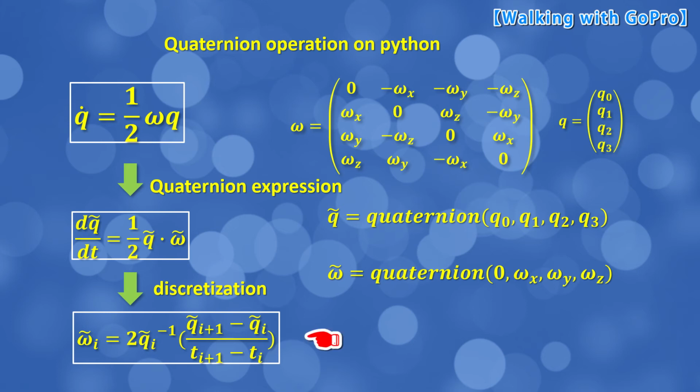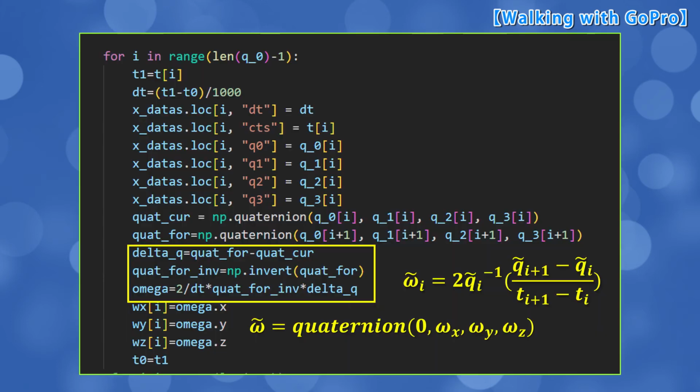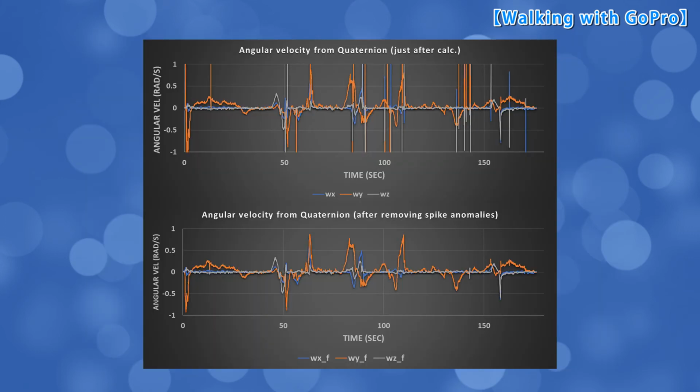Discretizing this formula, it is possible to code in Python. The actual Python code is like this. If you install the quaternion library, you can handle the quaternion as a variable. Quaternion operation is much easier to work with compared to the previous method of solving simultaneous equations. Calculation result, here.